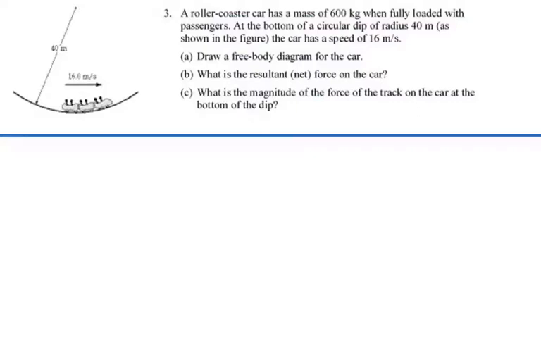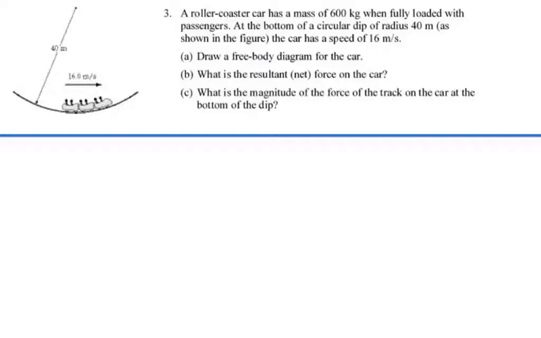Here's problem number 3 in sample test 2. A roller coaster car has a mass of 600 kilograms when fully loaded with passengers. At the bottom of a circular dip of radius 40 meters, as shown, the car has a speed of 16 meters per second. Draw a free body diagram for the car.